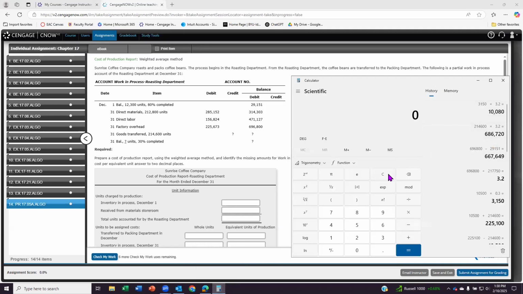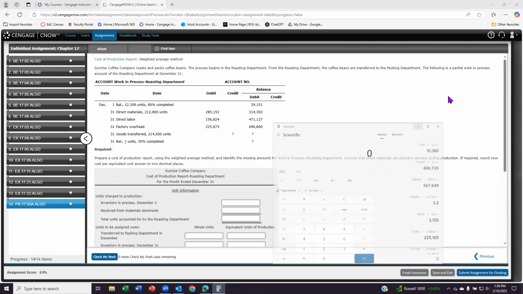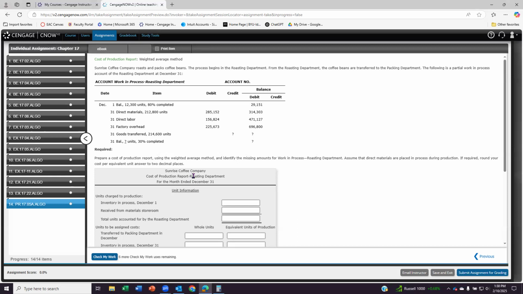Let's just take a look at it. So the first, let's see, it gives us all this information, the Sunrise Coffee Company. And it looks like it's actually an account, right, with debits and credits. And so we can see the balance, everything else. So the first part is to look at units.